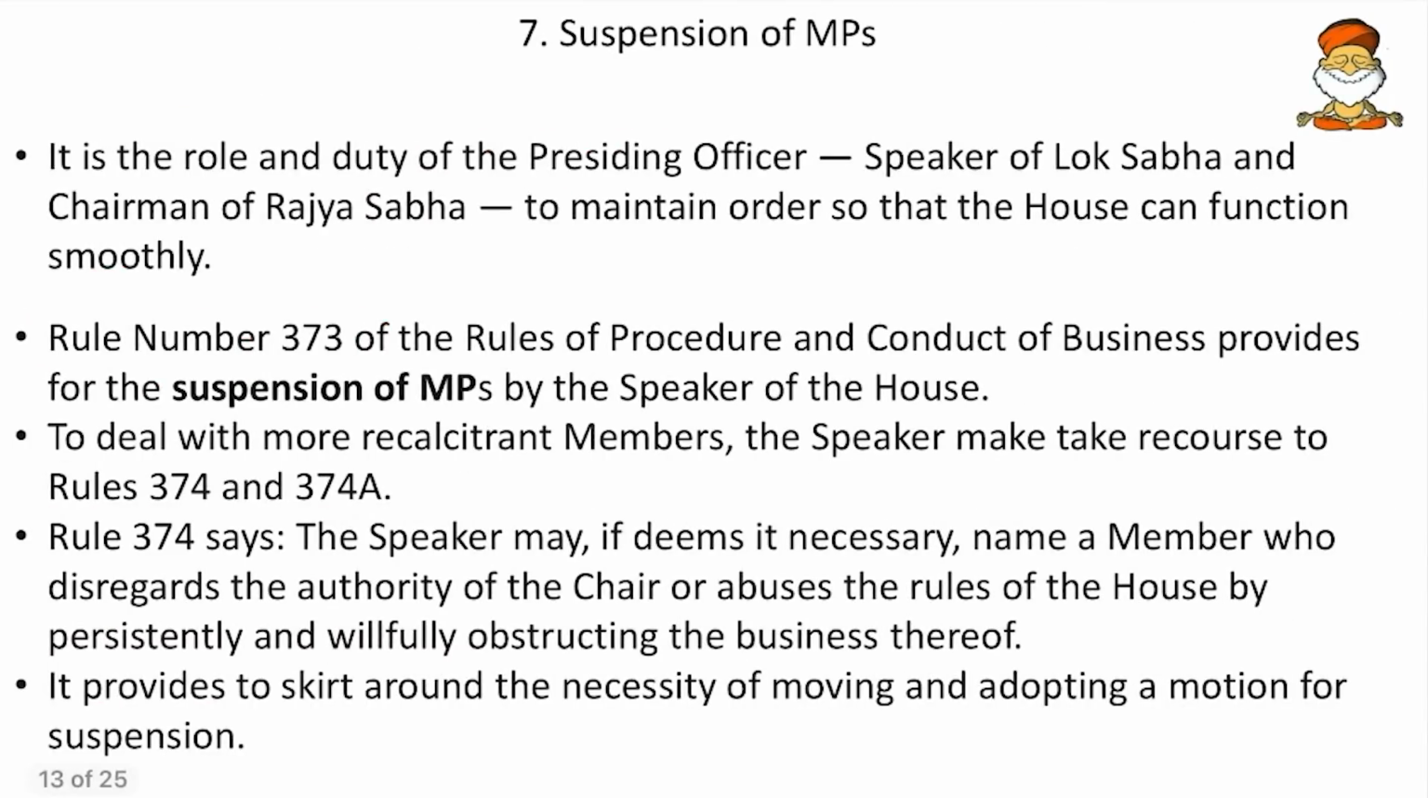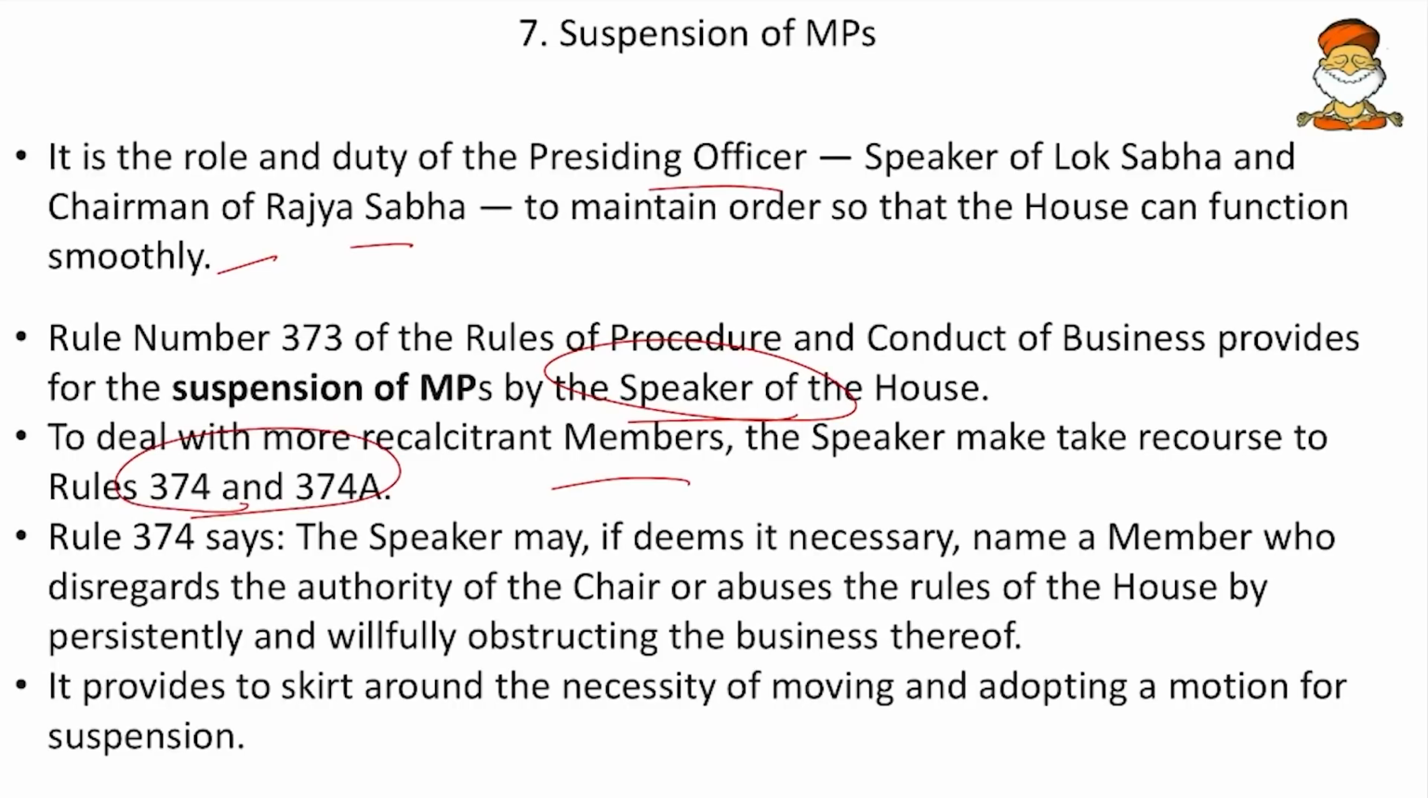And then we have suspension of MPs. Recently we have seen suspensions of various MPs in the House. It is the role and duty of the presiding officer, that is the Speaker of Lok Sabha and the Chairman of Rajya Sabha, to maintain order inside the House. Rule number 373 of the Rules of Procedure and Conduct of Business provides for suspension of MPs by the Speaker of the House. And then to deal with the more recalcitrant MPs, the Speaker may take recourse to Rule 374 and 374A.